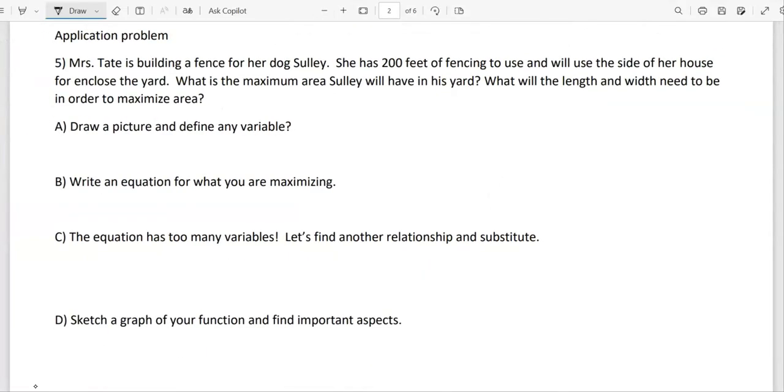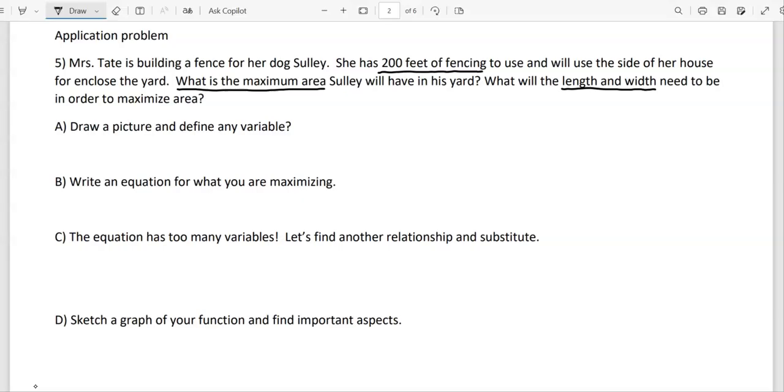It'll be fine. Mrs. Tate is building a fence for her dog, Sully. She has 200 feet of fencing. That's important. And we'll use the side of her house for enclosing the yard. What is the maximum area? So they're asking, what is the maximum area Sully will have in his yard? And what will the length and width need to be in order to maximize the area?